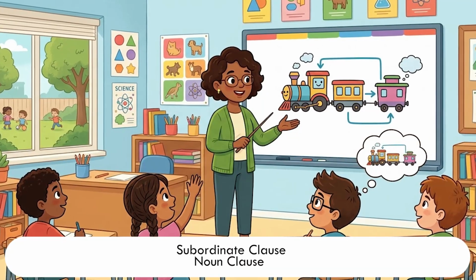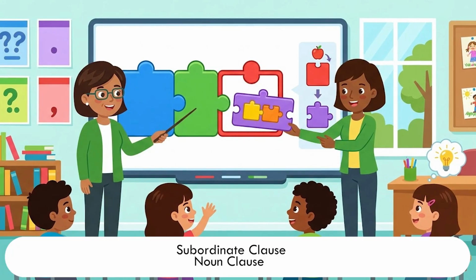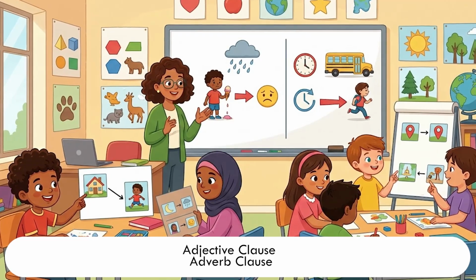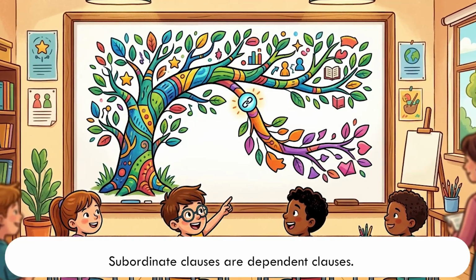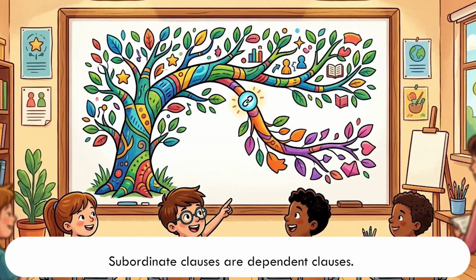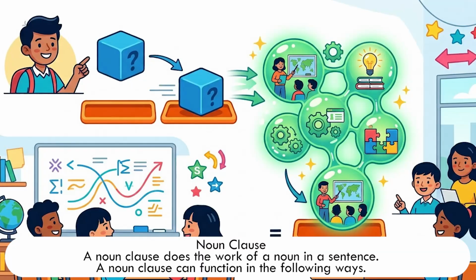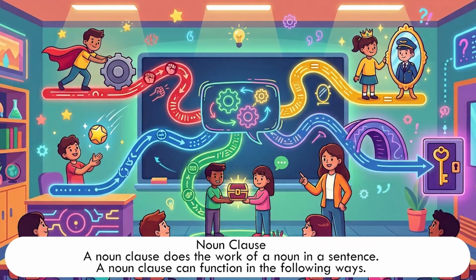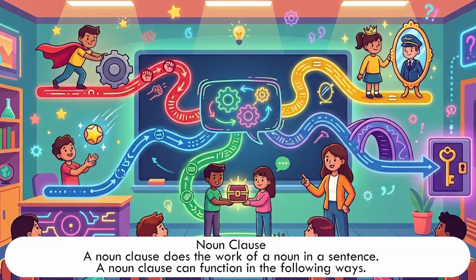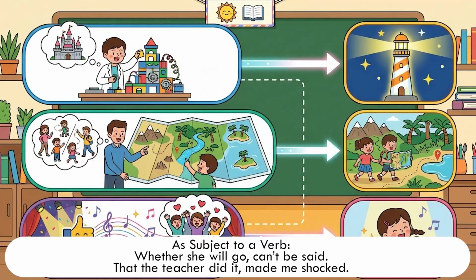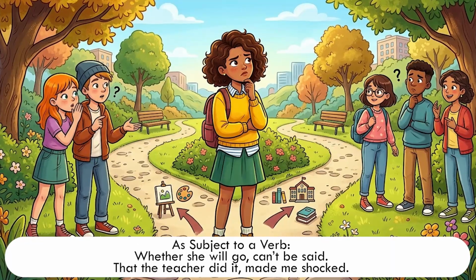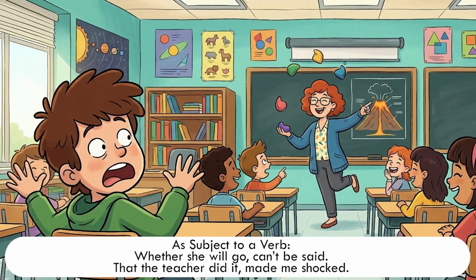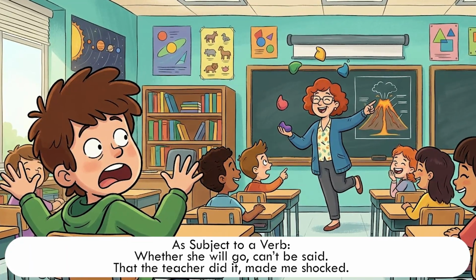Subordinate clause. Noun clause. Adjective clause. Adverb clause. Subordinate clauses are dependent clauses. Noun clause. A noun clause does the work of a noun in a sentence. A noun clause can function in the following ways. As subject to a verb. Whether she will go can't be said. That the teacher did it made me shocked.